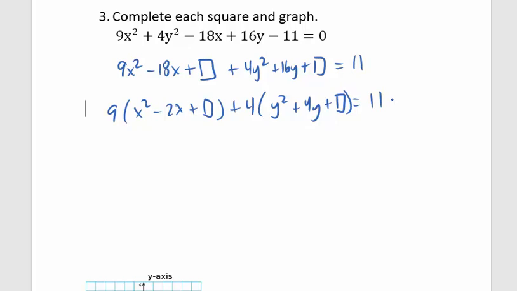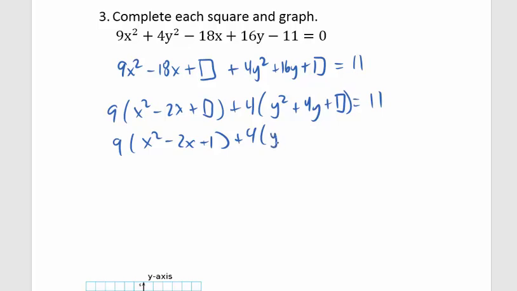Alright, so let's see. Let's start by completing these squares. If we have a leading coefficient of 1 here, it's really easy to complete the square. The value I need at the end here is just 1/2 of my middle term squared. So 1/2 of 2 is 1. Square 1, that's going to be 1. So it would look like this: x squared minus 2x plus 1.